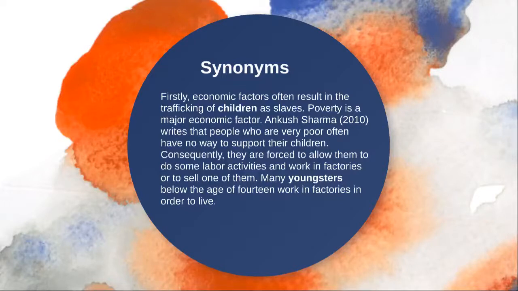Ankush Sharma writes that people who are very poor often have no way to support their children. Consequently, they are forced to allow them to do some labor activities and work in factories or to sell one of them. Many youngsters below the age of 14 work in factories in order to live. You'll notice here that the word children is later replaced by its synonym, youngsters.